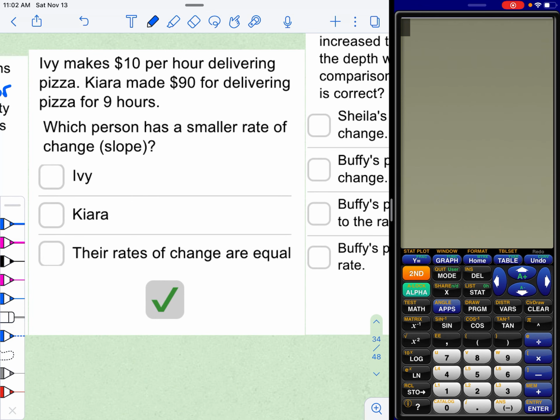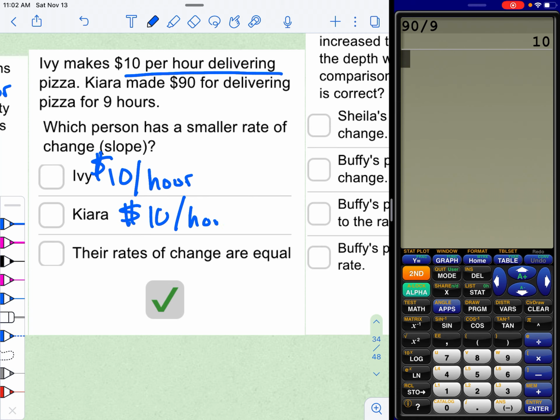Ivy makes $10 per hour delivering pizza. Kiara made $90 for delivering 9. Okay, so Ivy makes $10 per hour. I'll put a dollar sign on there. And Kiara made 90 for 9. So 90 divided by 9, this isn't going to surprise anyone, is 10. So this is $10 per hour. And which person has the smaller rate of change? They both have the same. So we're going to go ahead and choose this one. If we were looking for smaller, we'd want the smaller number.